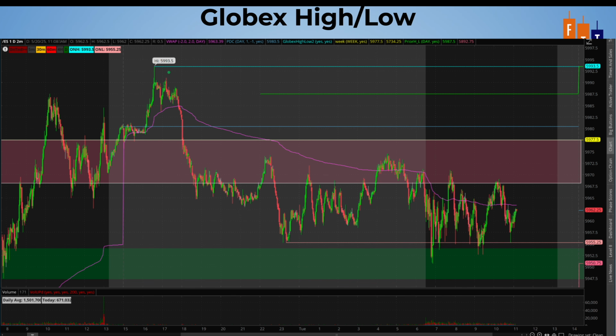The next thing I use is the Globex high or low. This is the high of the overnight session and then the low of the overnight session. As we can see, the low right here pretty much was a floor above this demand zone all day. So two pieces of context there, demand zone and the Globex low. And we had 1, 2, 3, 4, 5, 6, 7, I mean, 8 different times you could have bought this level.